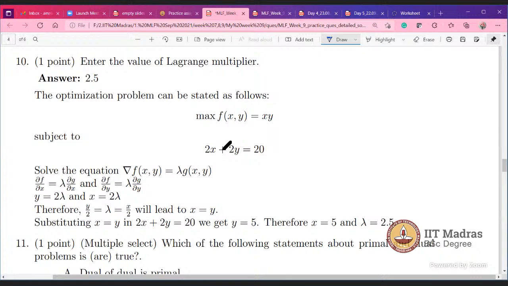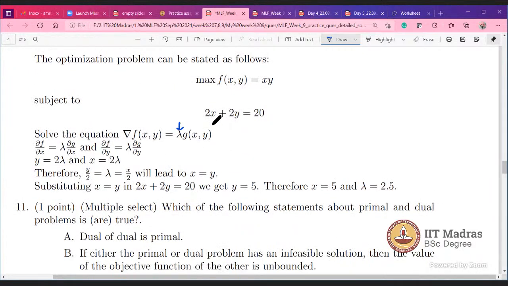Yes. So you have to solve the equation of deriving the first derivative of this function. So del of f of x comma y is equal to your multiplier, the Lagrange multiplier lambda, into del of g of x comma y.